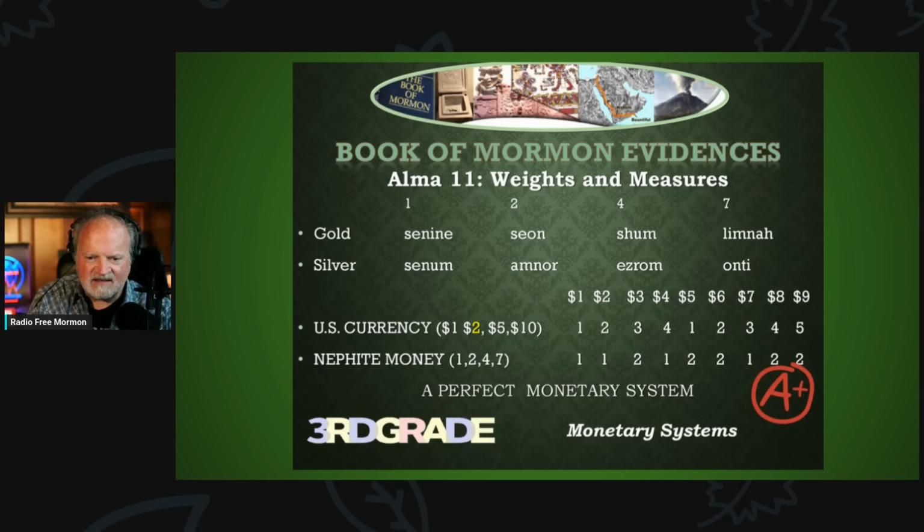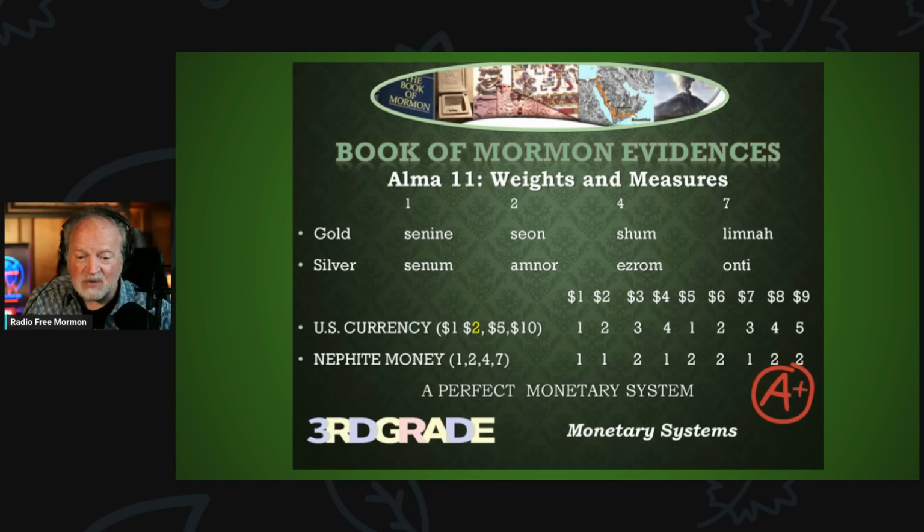Because if he got to 10, then the US system would have only 1 bill that they would need. Whereas the Nephite system would need 3 units, right? It would need a 7, a 2, and a 1 to get there. But he takes the $10 bill off the table. It's not even used in his analysis. And he takes the $2 bill out.